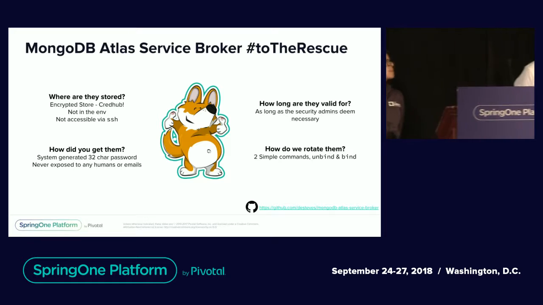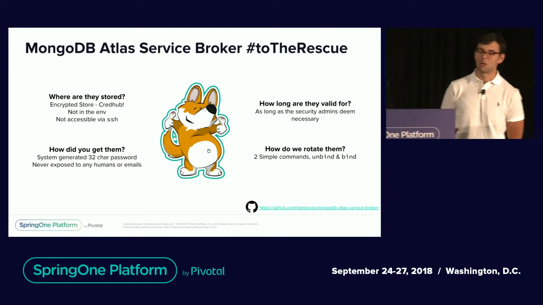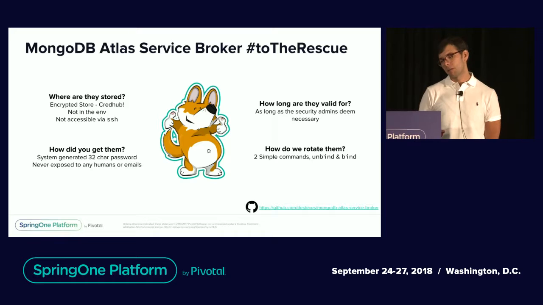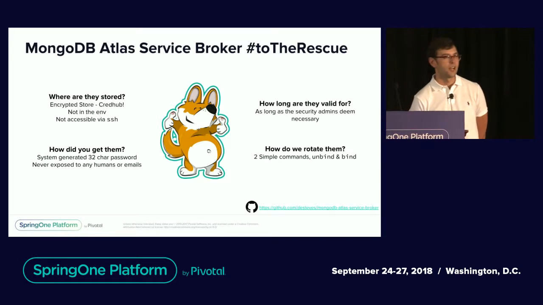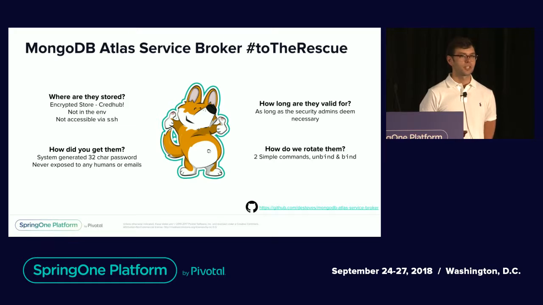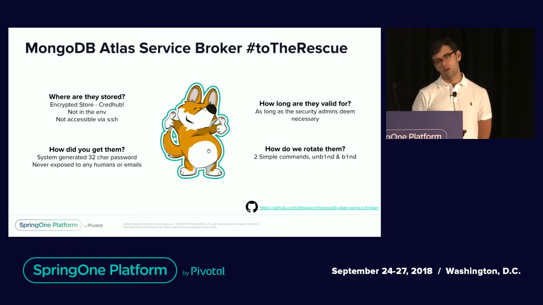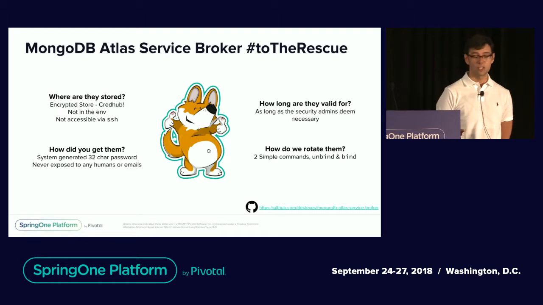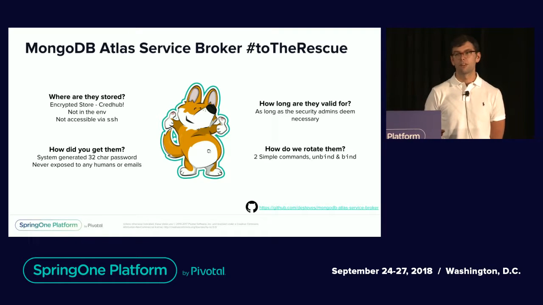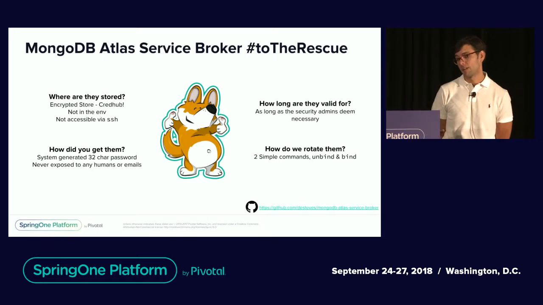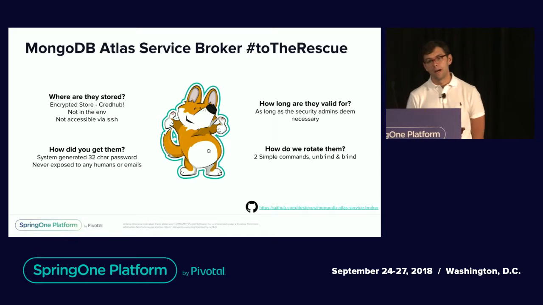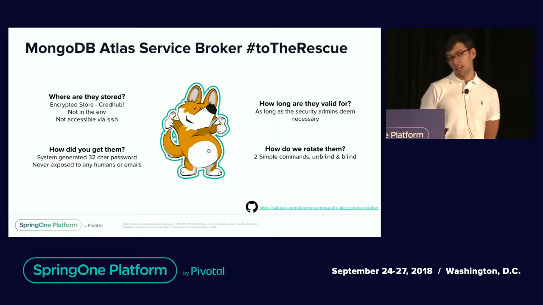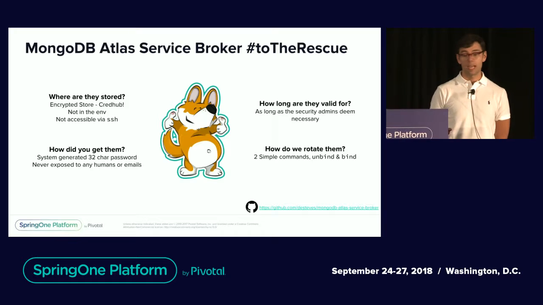So what we can do, and what we have done, is build a service broker. A service broker, for those of you that already know, is a very powerful abstraction away from services. In this case, we're building an abstraction away from MongoDB Atlas. I work for Pivotal. We have a bunch of service brokers for a bunch of different services. If you use Spring Cloud, we have the Spring Cloud service broker. In this case, we decided to put together an Atlas service broker, and it can solve all of those questions that we had before.